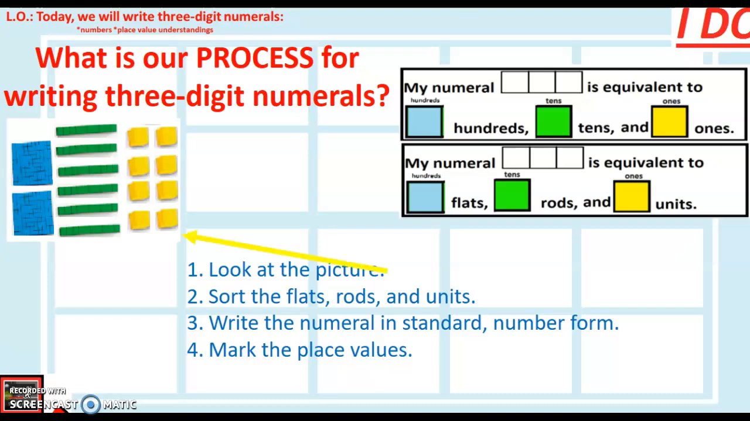So I'm going to look at that picture. The next step I'm going to do is to sort the flats, the rods, and the units. Well, how am I going to do that? Pay attention. Third, I'm going to write the numeral in standard form. And then lastly, I'm going to mark those place values.